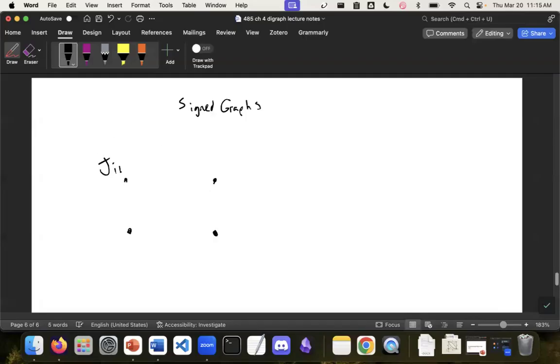Let's say we've got a social network. So we've got Jim and Mia and Jill and Jack. And we can have directed edges, meaning that person one knows person two, or maybe is friends with person two or likes person two, but not necessarily the other way around. Because you can know someone, but they don't know you.